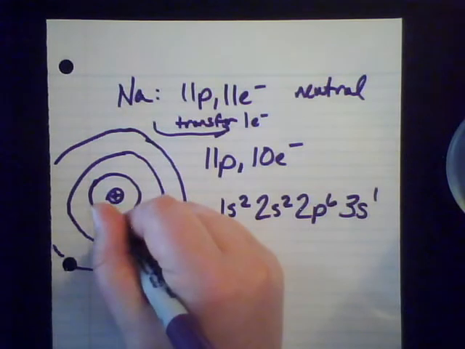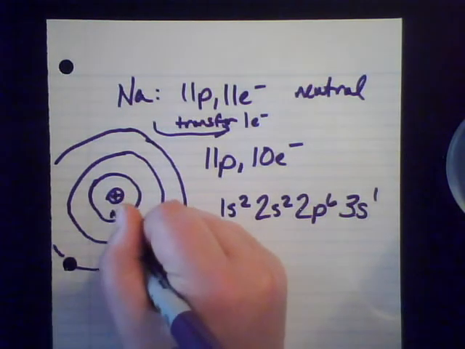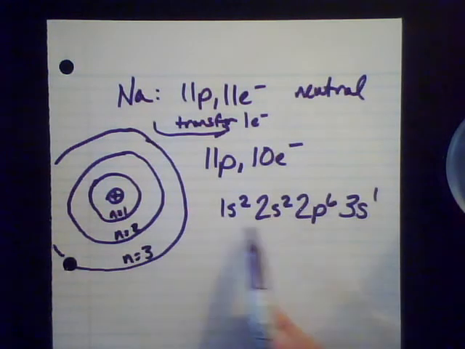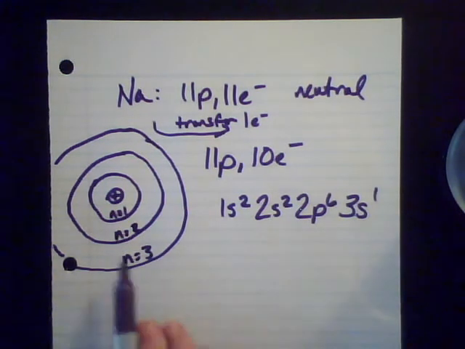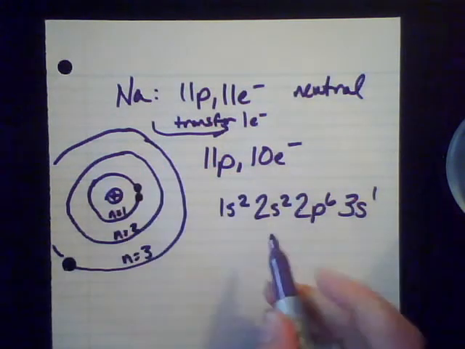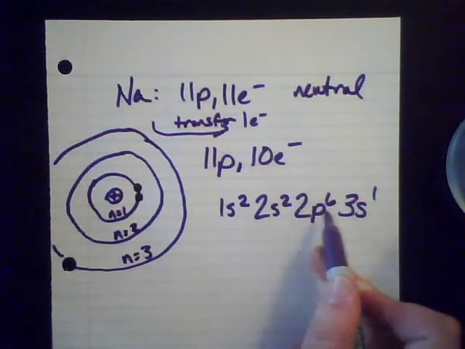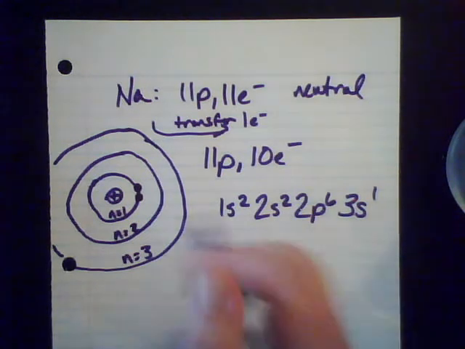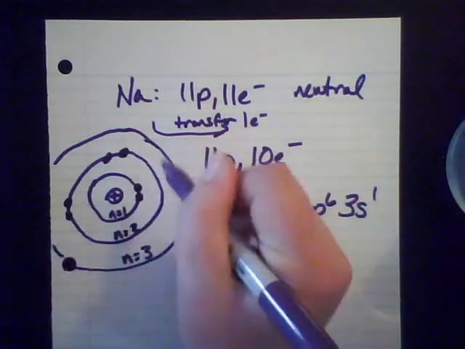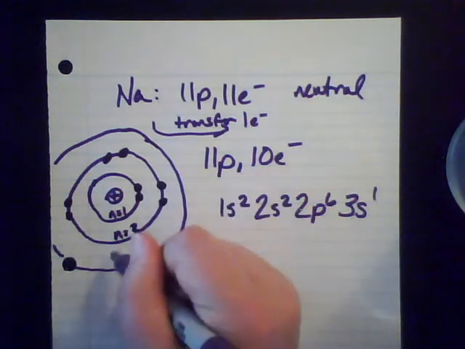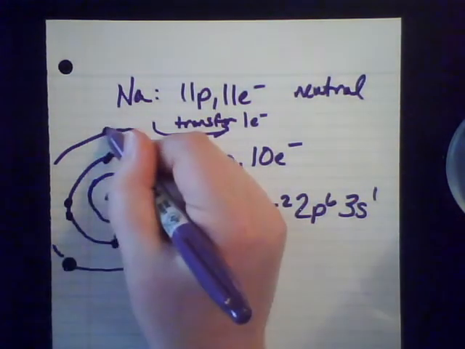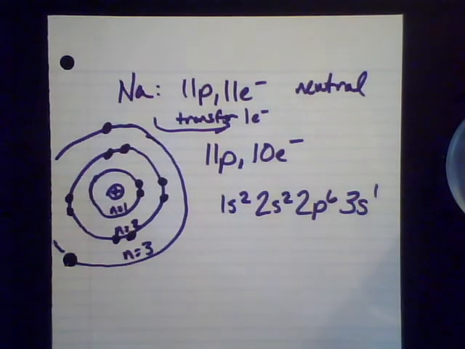And so if this is my first shell, and this is my second shell, and this is my third shell, then each of these numbers refers to my shells, right? So these 2 electrons are going to be in this shell. These 8 electrons, the 2 in the S and the 6 in the P, will be in the second. And then the 3s, there's just 1 in the third shell.